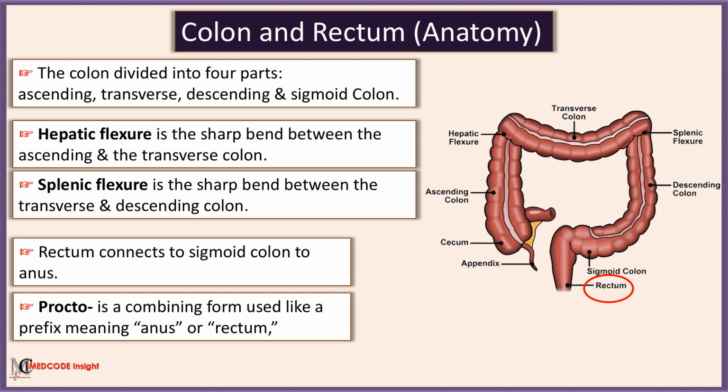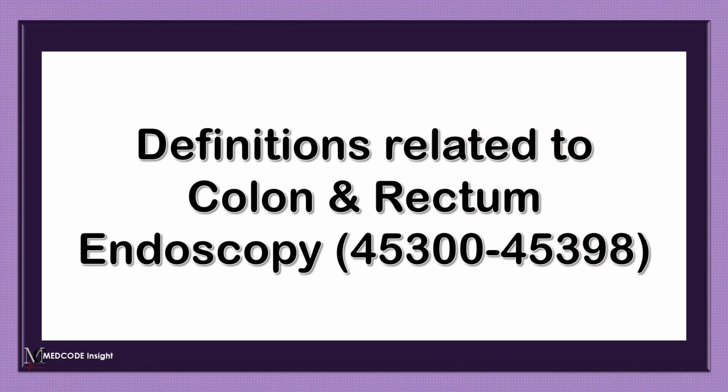In medical terminology, the combining form procto is commonly used as a prefix to refer to the rectum or anus. Understanding this term can help clarify the nature of the procedure involving these anatomical areas. Endoscopic procedures of the colon and rectum are generally divided into four main types based on the extent of the examination. Each procedure type corresponds to how far the endoscope is advanced within the colon and rectum. By recognizing the differences between them, we can ensure correct code selection, avoid errors, and improve coding accuracy.